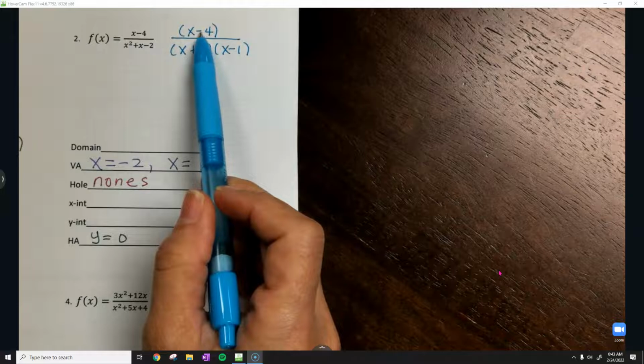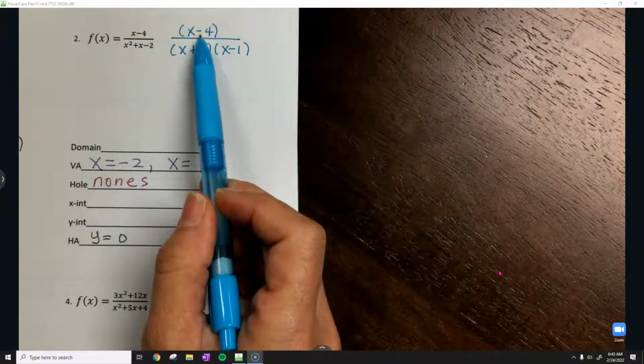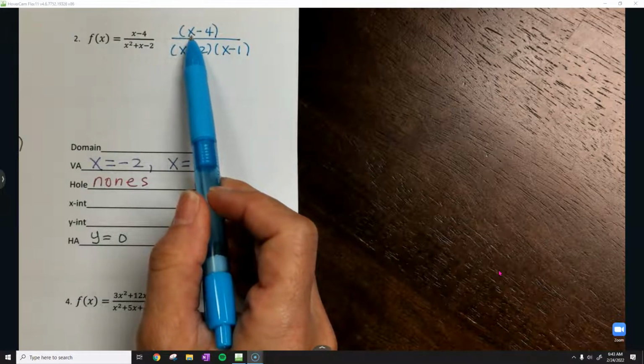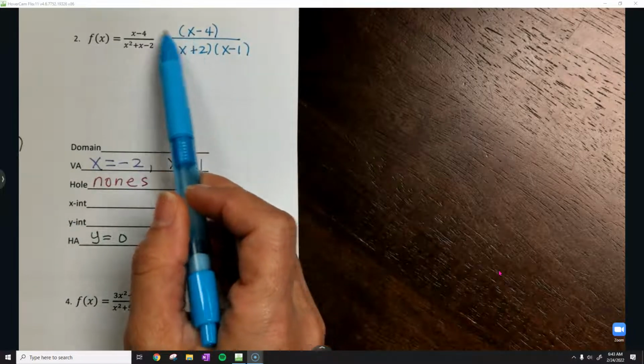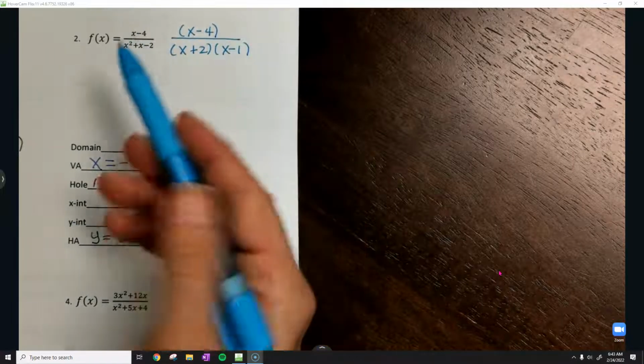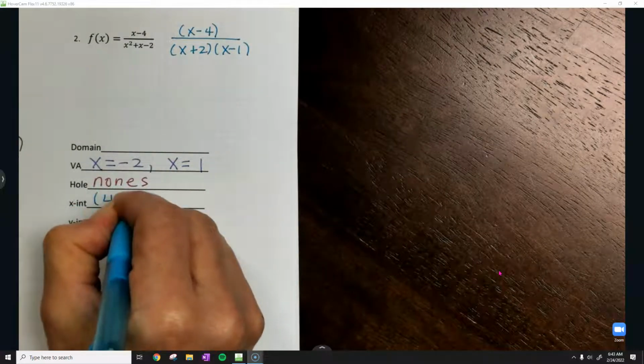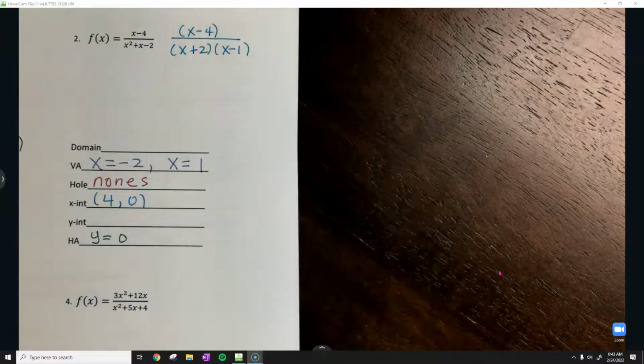For your zeros, remember we are going to get the zeros from the numerator. Whatever would make that 0 is going to be the zeros or the x-intercept. We can't let x, if x was a -4, that'd be a -8, which is okay. But if x is a +4, that means it's going to cross the x-axis at +4, 0. So remember, it's just opposite of what's going on in the numerator.